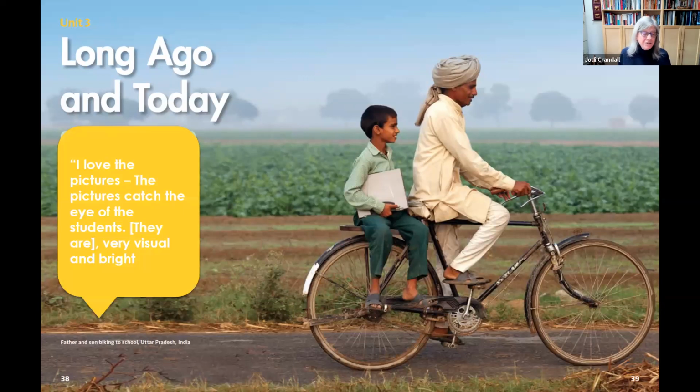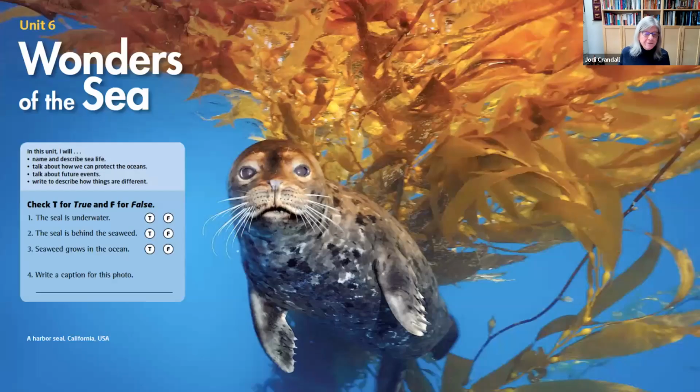I love the pictures. The pictures catch the eye of the students. They're very visual and very bright. And I think if you keep going through the units, you'll see that every one of these opening photos makes an incredible impact and draws the student into the themes of the unit.